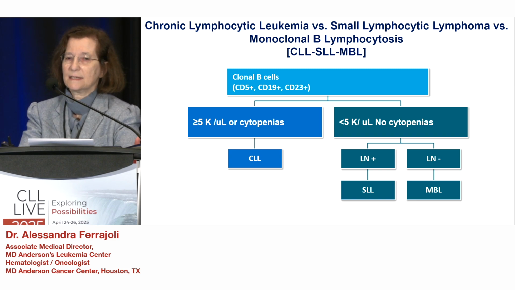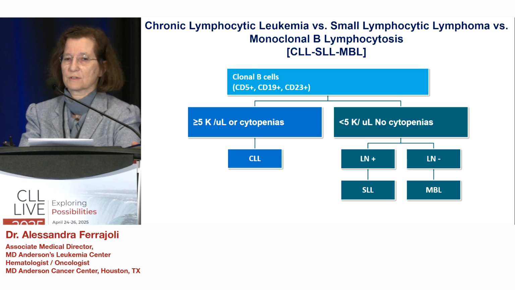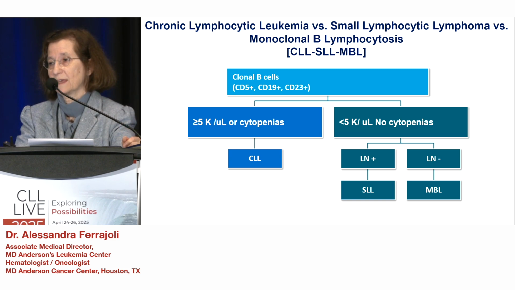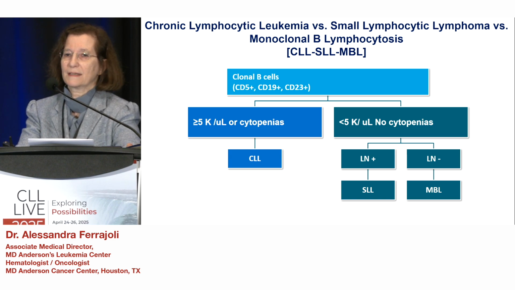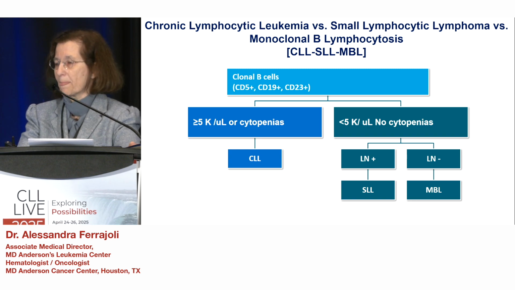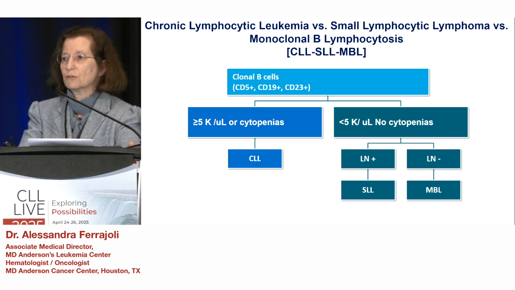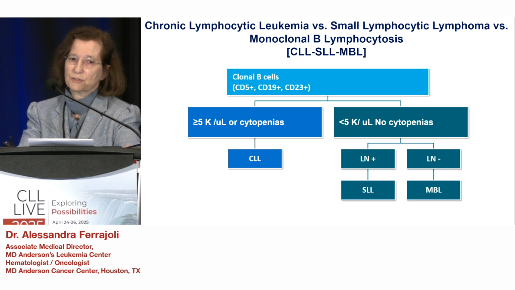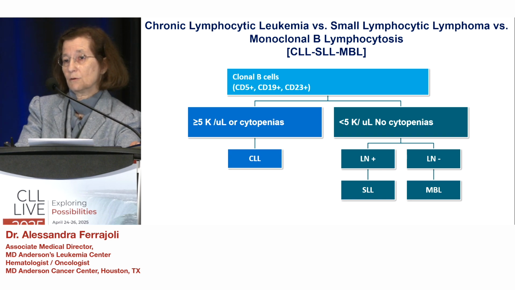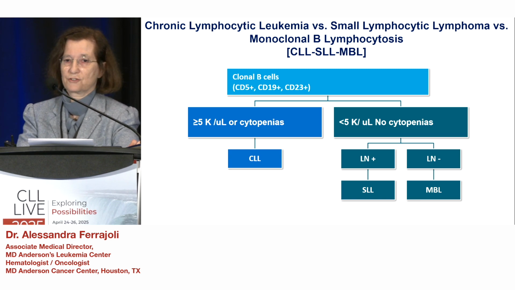With CLL, the disease is more in the blood and in the bone marrow. It can also be in the lymph nodes, of course, but the main presentation is an elevated lymphocyte count of more than 5,000. In small lymphocytic lymphoma, instead, we don't have this, but we do have evidence of enlarged lymphadenopathies. There is also a condition called monoclonal B lymphocytosis that is a precursor of CLL. In this condition, you can identify the typical cell for CLL, but there is no elevated lymphocyte count, and there are no enlarged lymphadenopathies.